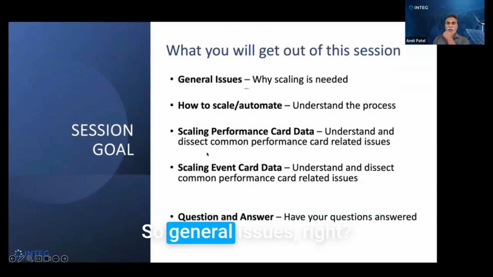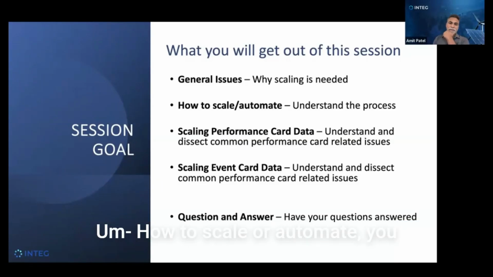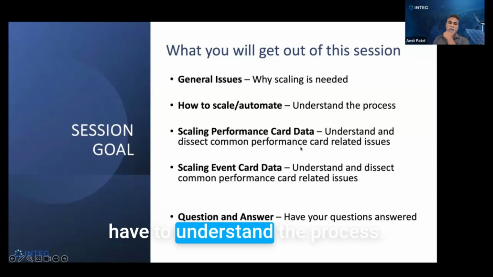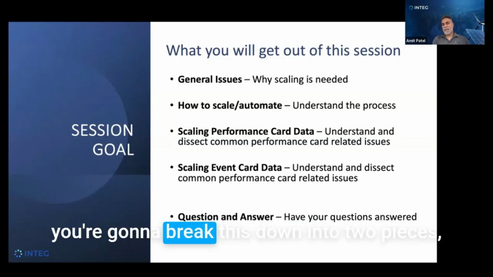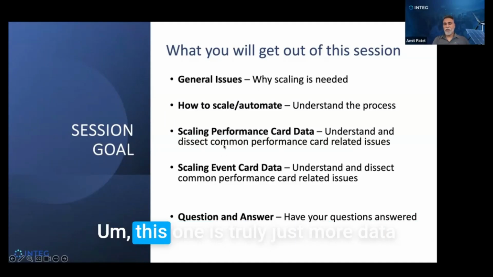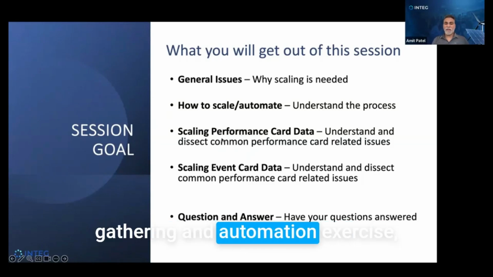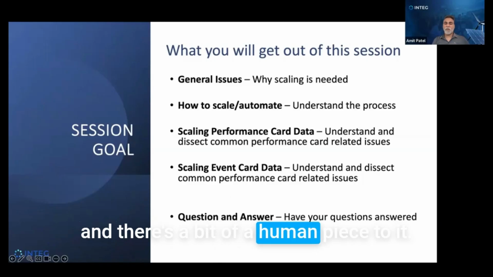All right, so general issues, right? What are we going to get out of this? Number one, why is scaling needed? How to scale or automate, you have to understand the process. And really, when you're doing this and automating, you're going to break this down into two pieces, the performance data and the event data. This one is truly just more data gathering and automation exercise, whereas this one is a lot more complicated and there's a bit of a human piece to it.